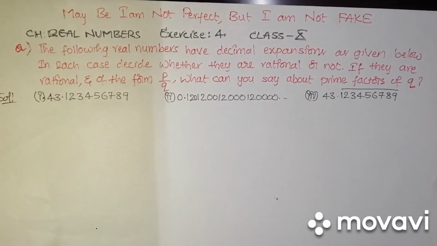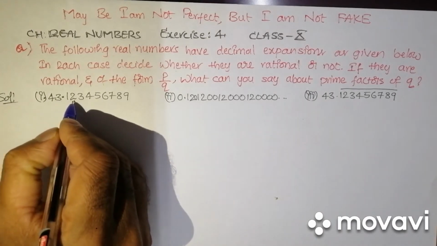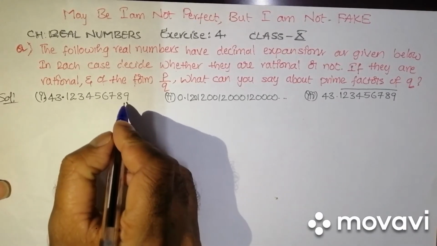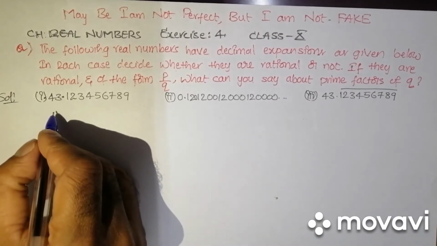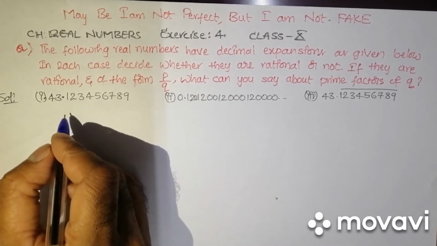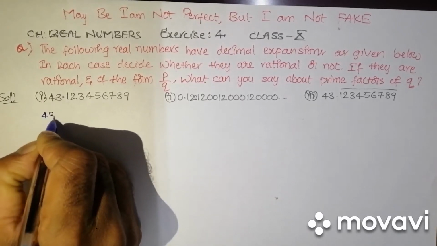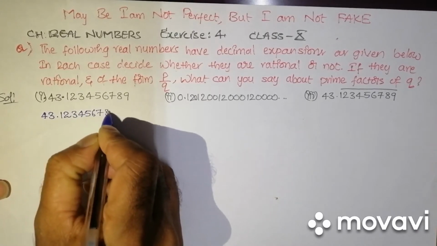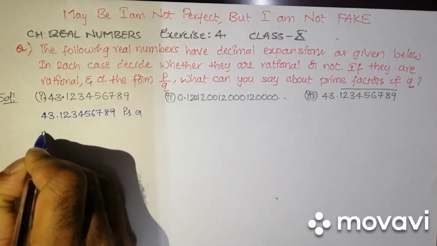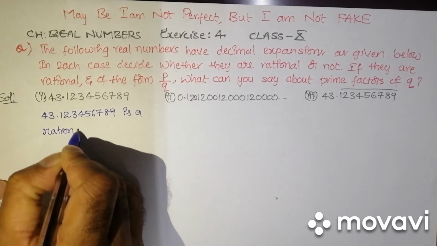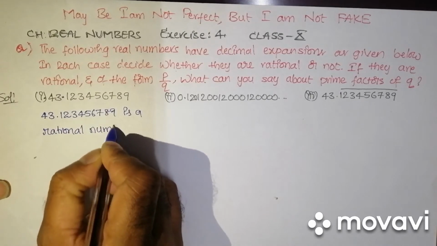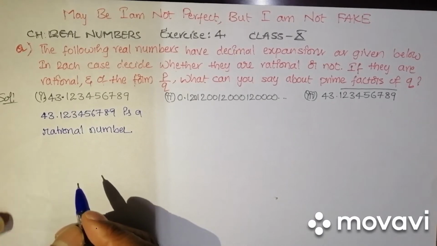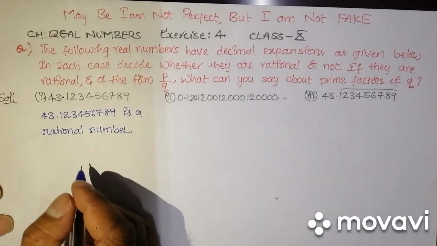Now, the first one, see here, 43.123456789. Yes. Here it is a terminating decimal. So, we can confirm that this is a rational number. So, 43.123456789 is a rational number. A rational number can be written in terms of p by q form. Okay. How to write this in terms of p by q form?